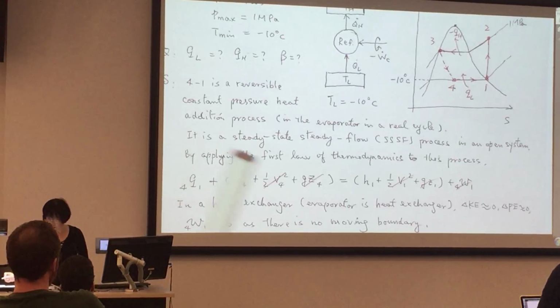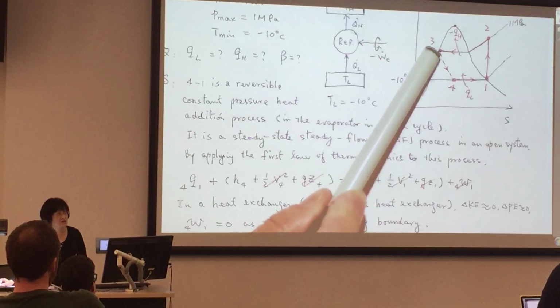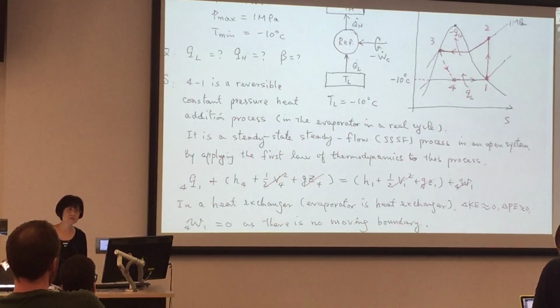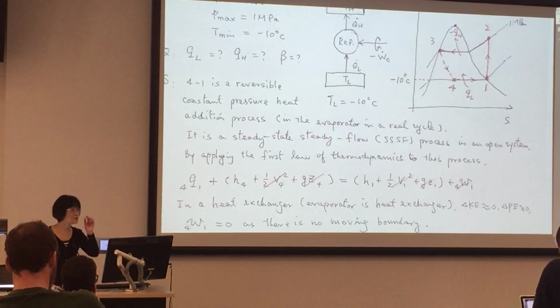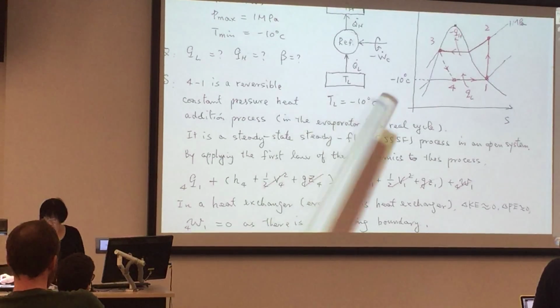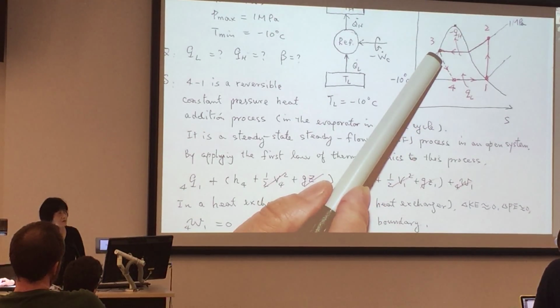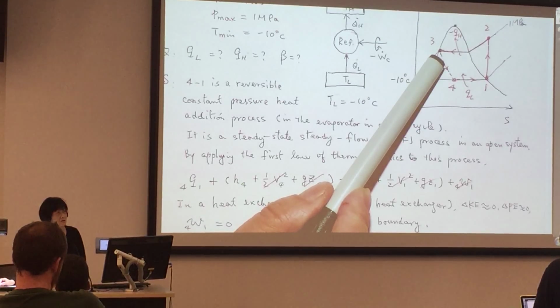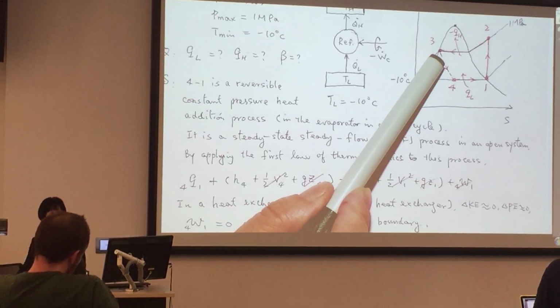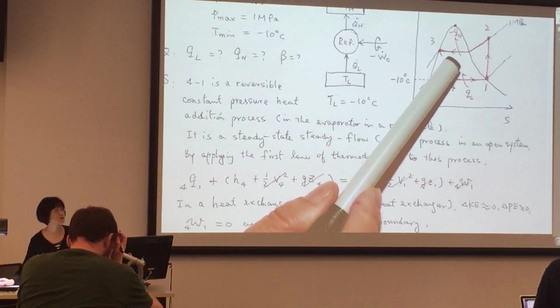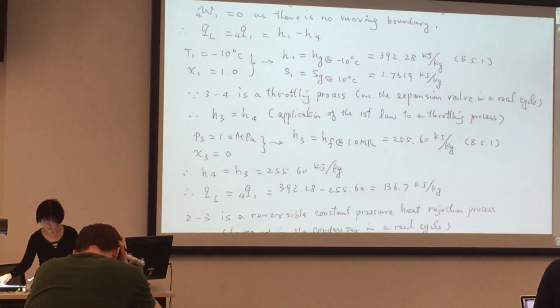Okay, can everyone understand this state? Because that's not only for the refrigeration cycle, it's still for your final exam, for your future work. Okay? State 3, quality is 0. And what's the other independent property? Pressure, 1 megapascal. Okay?